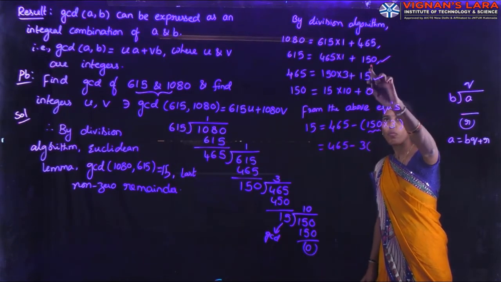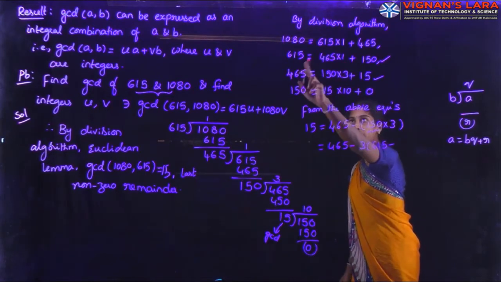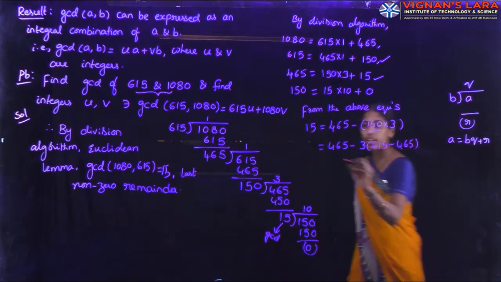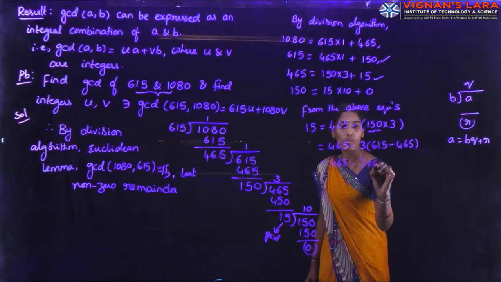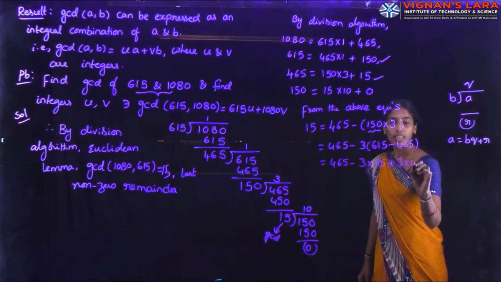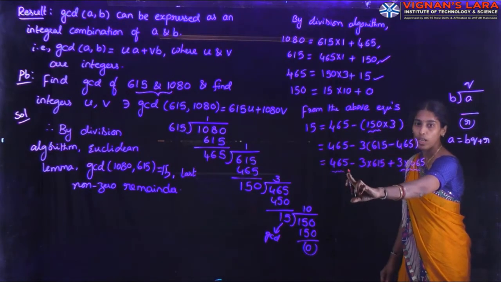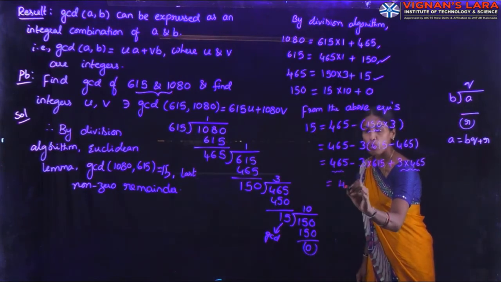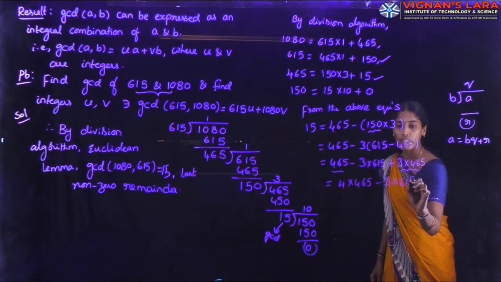Using this step, 150 can be expressed as 615 minus, taking this term to the other side, 465, which is equal to 465 minus 3 into (615 minus 465), which is 465 plus 3 into 465. Observe this: 465 one time, here 465 three times. So in total, 4 times 465 minus 3 times 615.